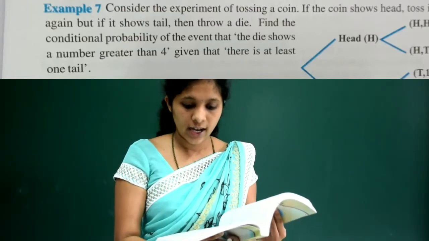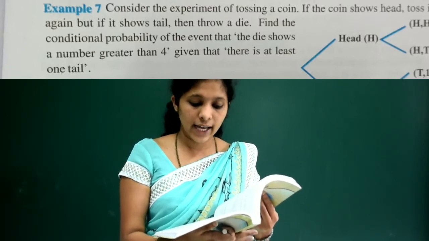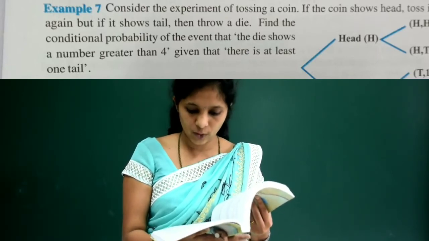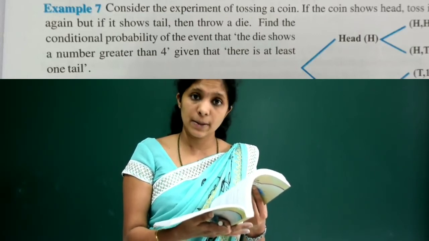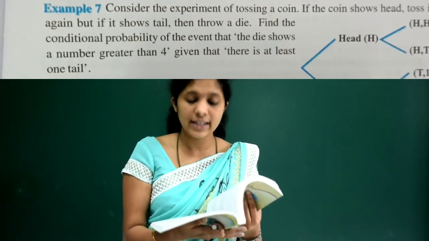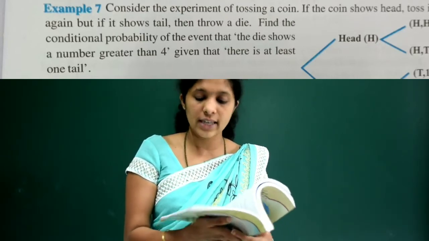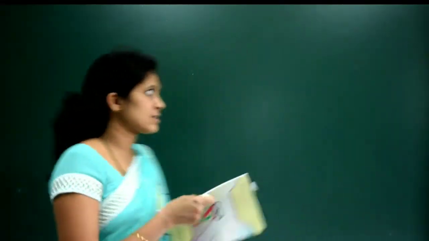Next, what is given? Find the conditional probability of the event that the die shows a number greater than 4, given that there is at least one tail. One more thing is given: that at least one tail will be there. First, let us write the sample space.